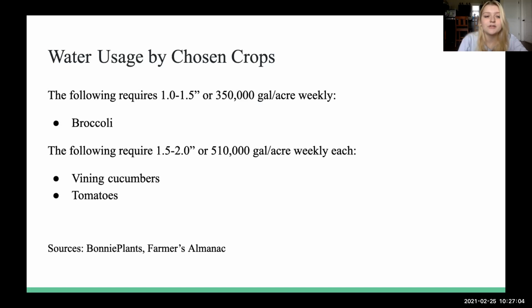And then we were also looking at the water usage by the crops. We decided on these three were probably going to be the best for both the garden area and the high tunnels. And we have some water usage for these crops, and also how much they use weekly, so we can use this to calculate later how much water we'll be using and what kind of pump we'll be using.